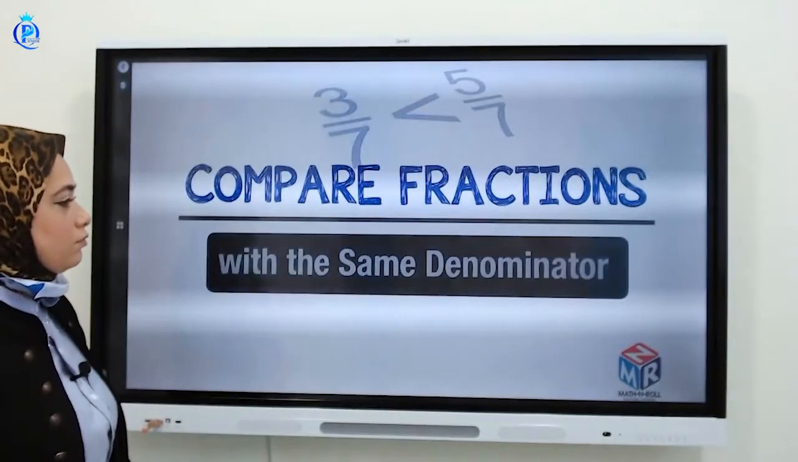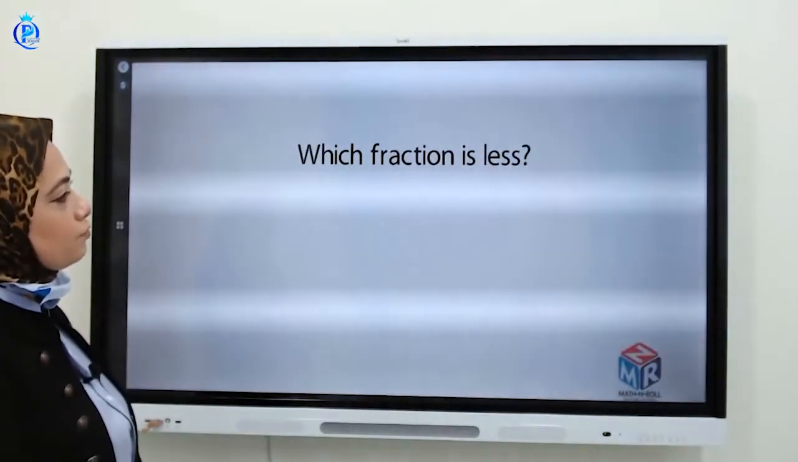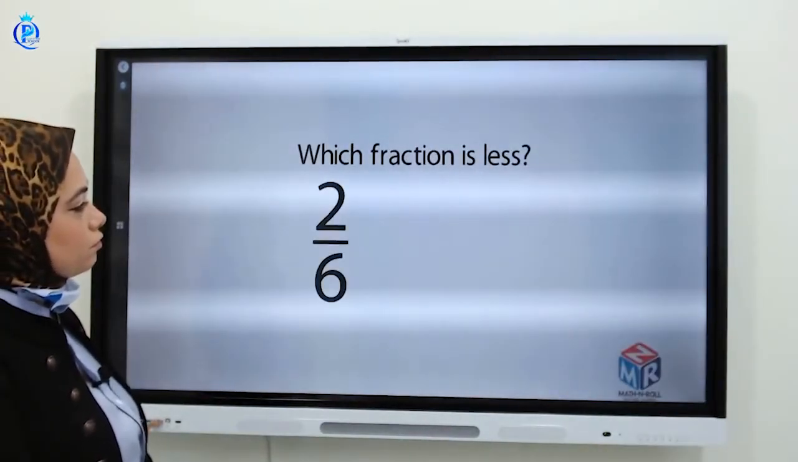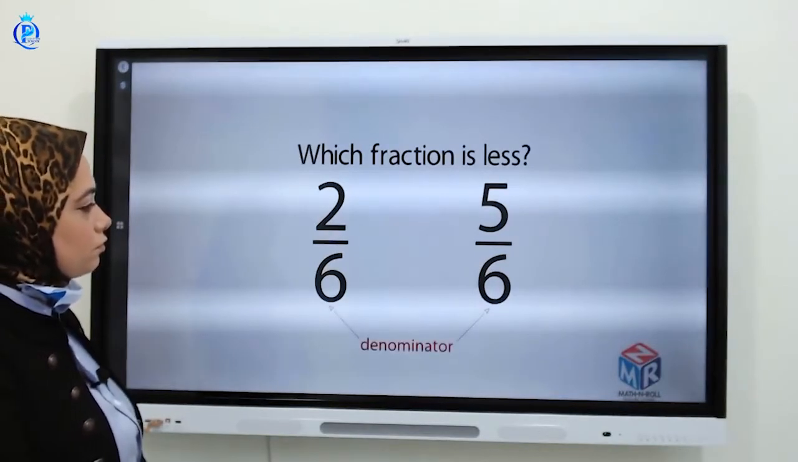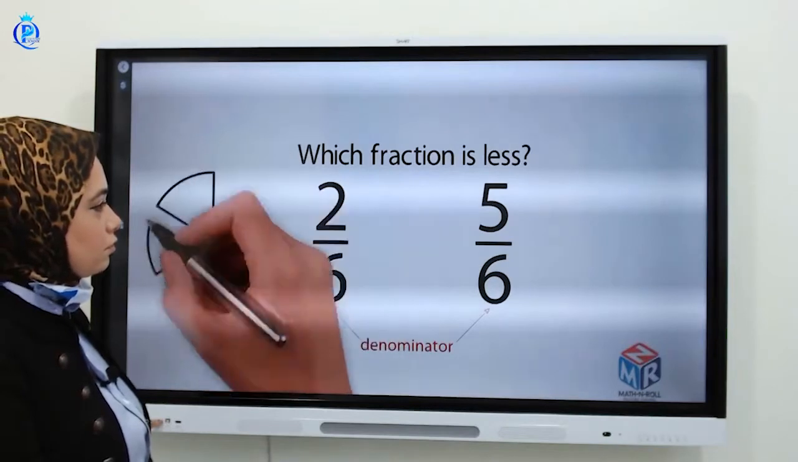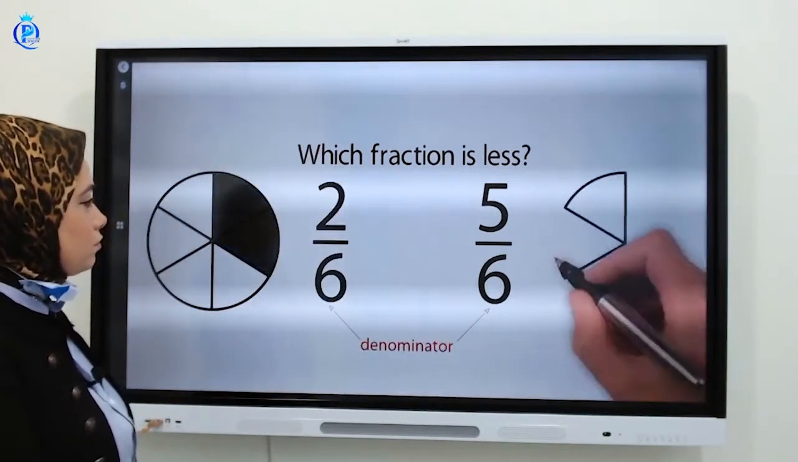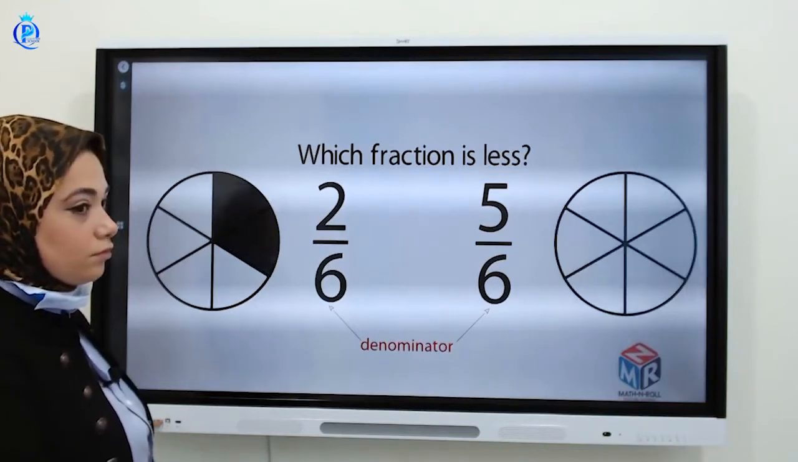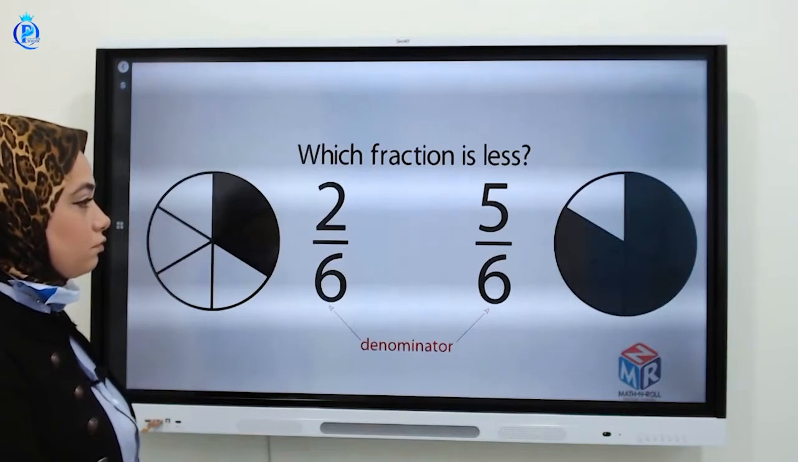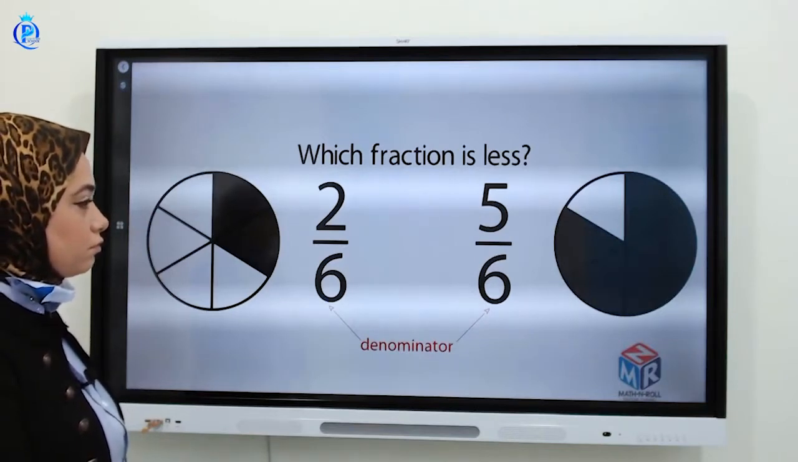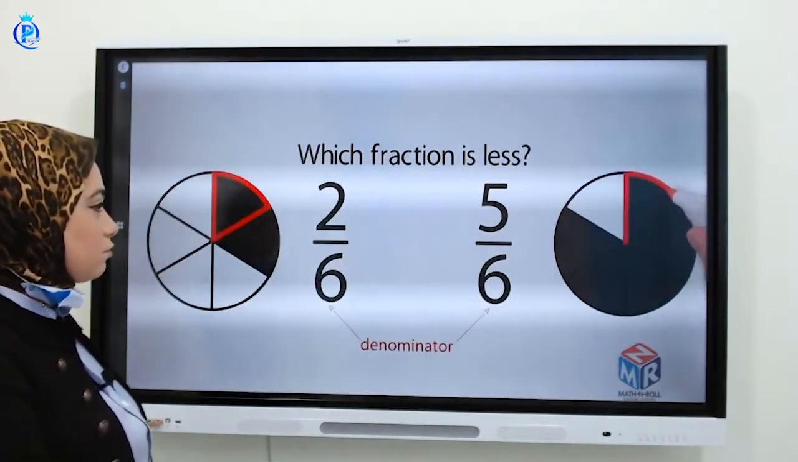Compare fractions with the same denominator. Let's compare with the same denominator. Which fraction is less, 2/6 or 5/6? These fractions have the same denominator, 6. You can use models to compare fractions. 2 out of 6 equal parts are colored. 5 out of 6 equal parts are colored. Both shapes have 6 equal parts and are the same size. So the parts in the first shape are the same size as the parts in the second shape.